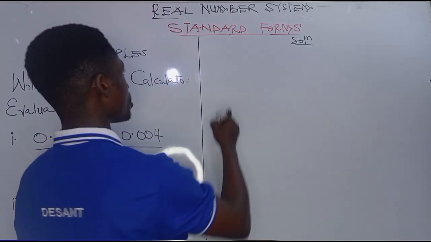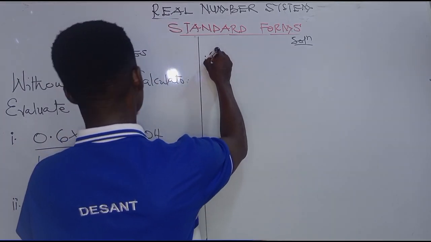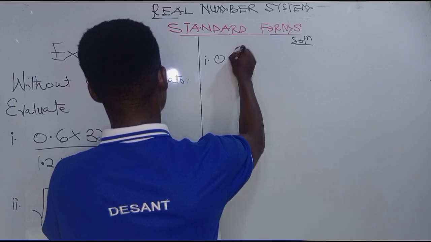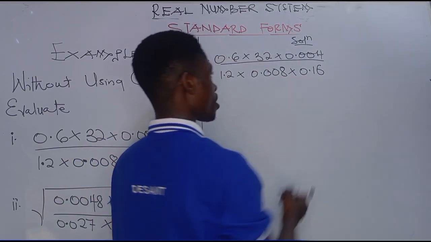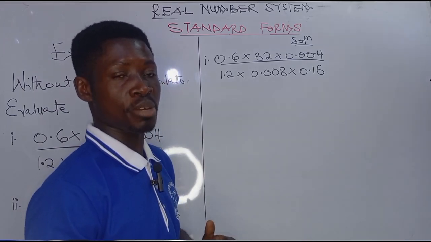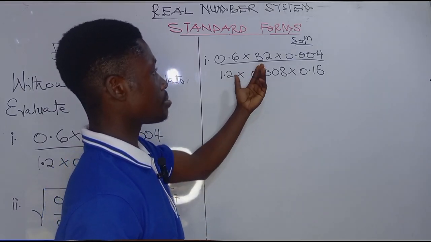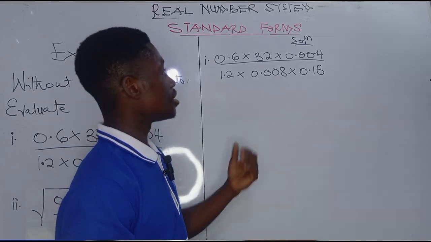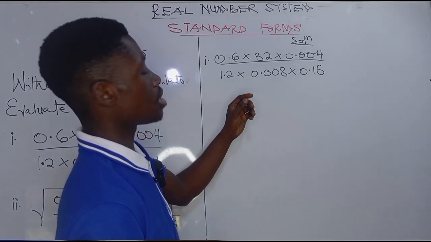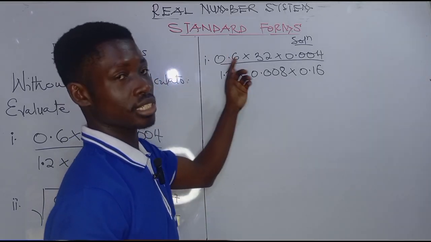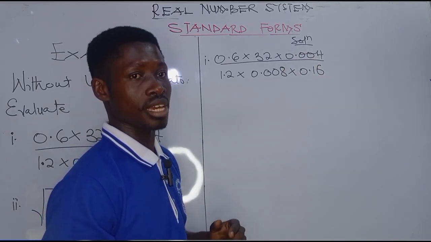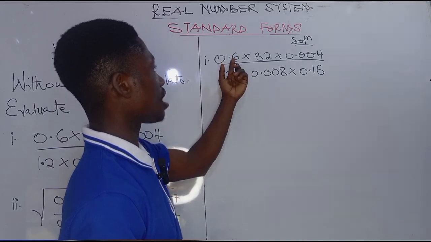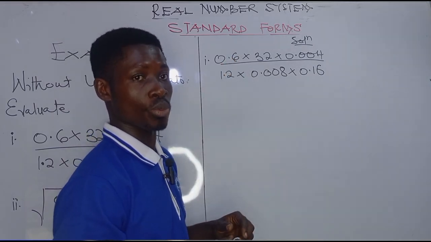So we have our first question, our first example. Now we have to simplify this without using a calculator. What we are going to do is express the decimal fractions as whole numbers, and we can do that through the standard forms. We have learned how to express these numbers as whole numbers.